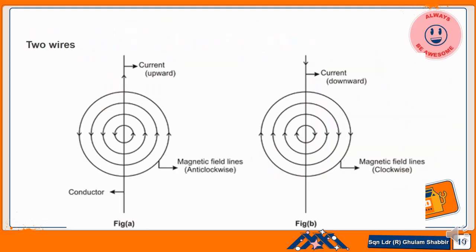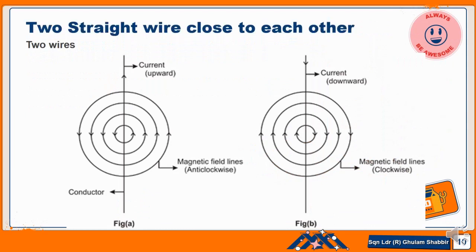Okay, now there is another very important topic. When two straight wires are placed close together and current is passing through them, what will be the effect of their magnetic fields in the vicinity of each other? Definitely there will be an interaction of the two magnetic fields. This is what we are going to determine: what kind of interaction of magnetic field there will be.